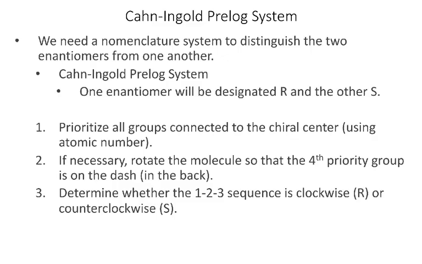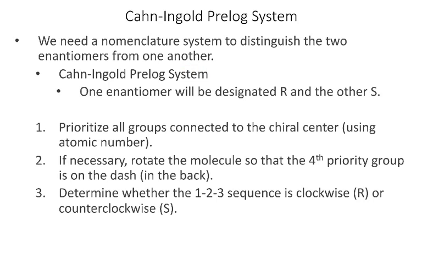Okay, we're going to continue our discussion of chiral molecules, and here we're specifically going to talk about how to designate the enantiomer as being either the R or S configuration. So we need some way when we're talking about a compound to distinguish it from its enantiomer. And in the IUPAC system, what we use is what's called the Cahn-Ingold-Prelog system.